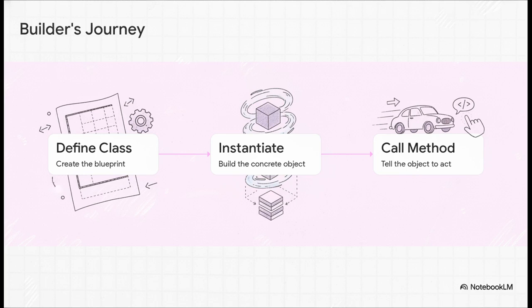So, to actually pull this off in our code, we follow what's basically a simple builder's journey. Step 1, define the class. You write the code that creates the blueprint, outlining all your attributes and methods. Step 2, instantiate the object. This is where memory is finally allocated, and your abstract idea becomes a concrete data structure. It's building the car. Step 3, call the method. You tell that specific object to do something, like telling your newly built car to drive. The main takeaway here, you absolutely must create the object first before you can use any of the class features.